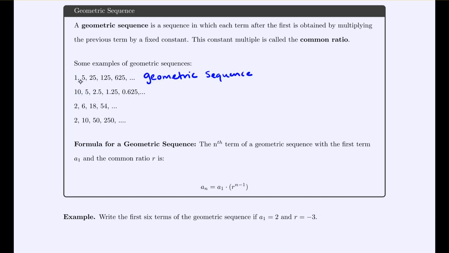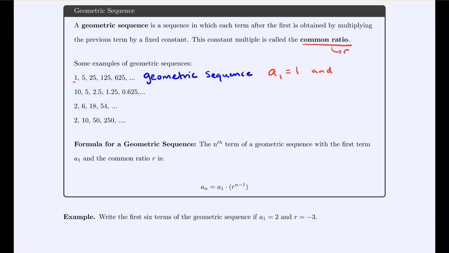So this is definitely an example of a geometric sequence. The first term would be 1. We write that as a sub 1 as before. But in this case, the common ratio, the constant multiple, is called r. Common difference is called d. Common ratio is called r.